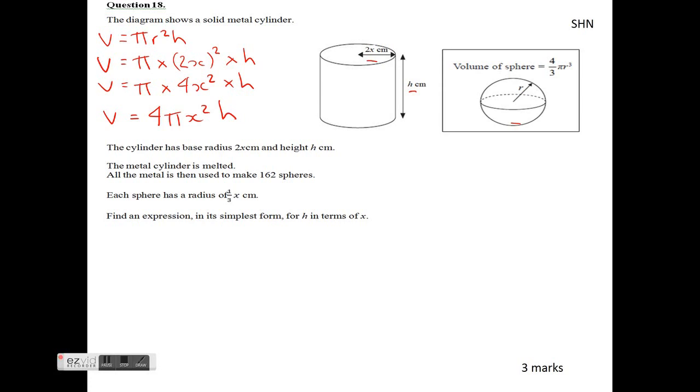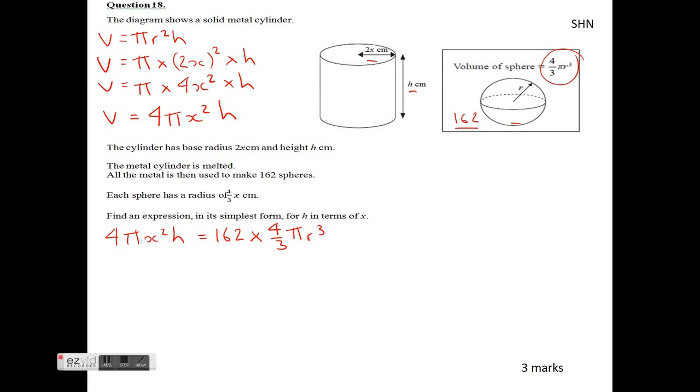Now if we just remember what the question says, it says that one of these cylinders will make 162 of these spheres. So we can equate the volume of the cylinder to the volume of 162 spheres. So let's just do this over here at the bottom. So the volume of one of these cylinders is 4 pi x squared h, which we just worked out, and that's equal to, well, not just one of the spheres, 162. So we can times the volume of one sphere by 162. And it tells us over here how to work out the volume of one sphere. So that's given by 4 over 3 pi r cubed.